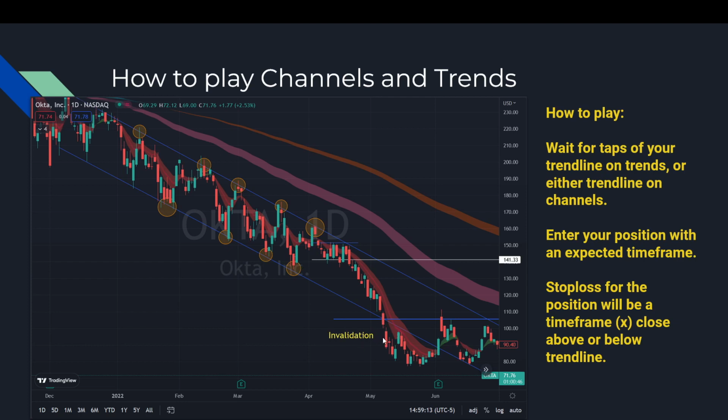The invalidation is, again, here where you have a time frame close under, you have a candle close under whatever time frame you're on. In this case, it was the daily. So this candle right here would have invalidated you. The previous candle here, you would still be in the puts that you should have entered on this last circle.